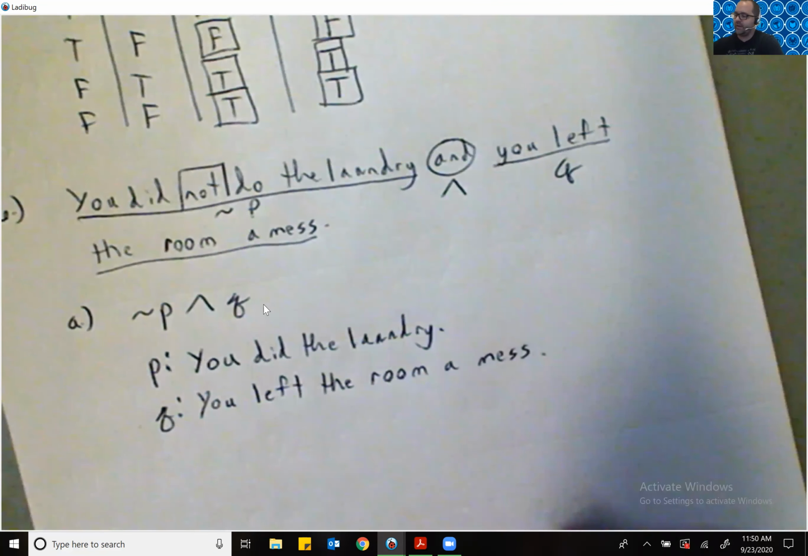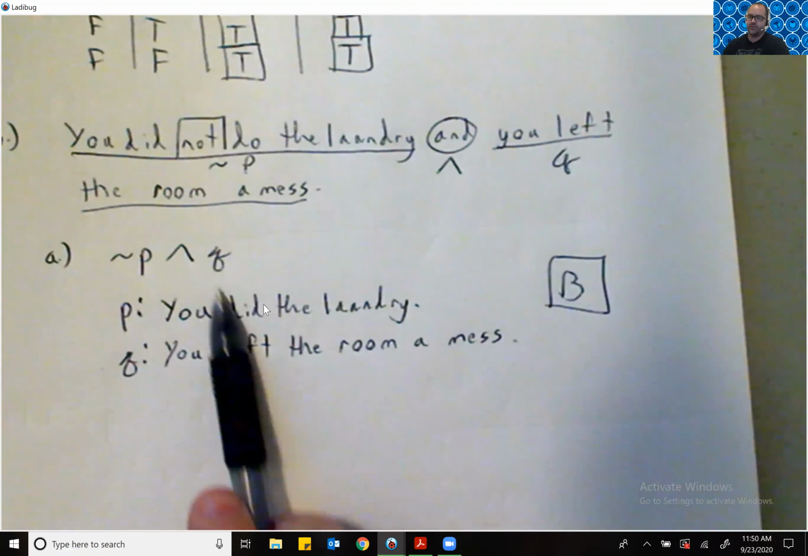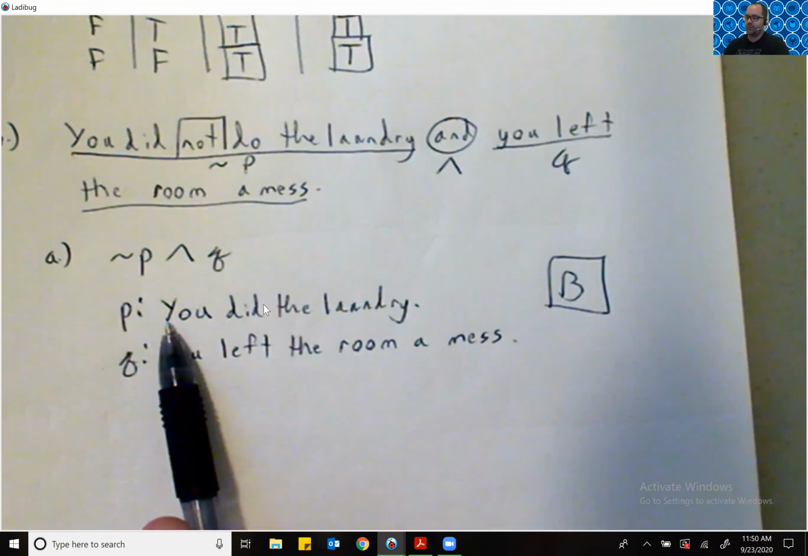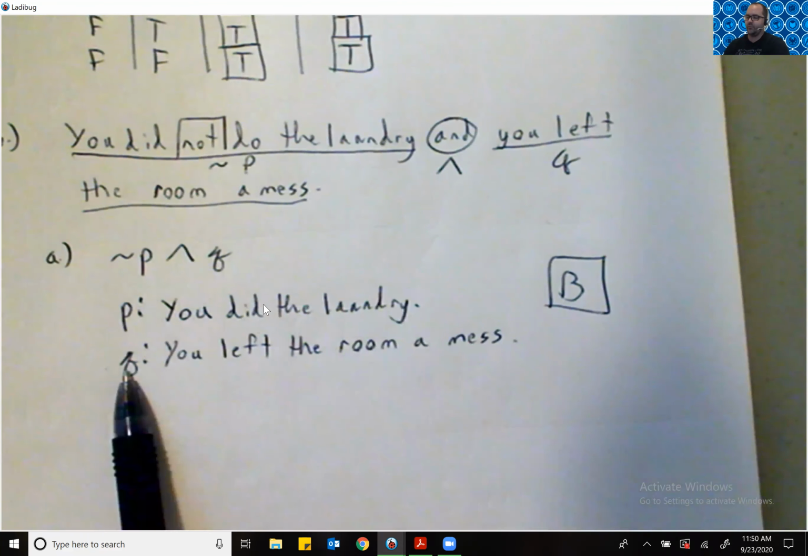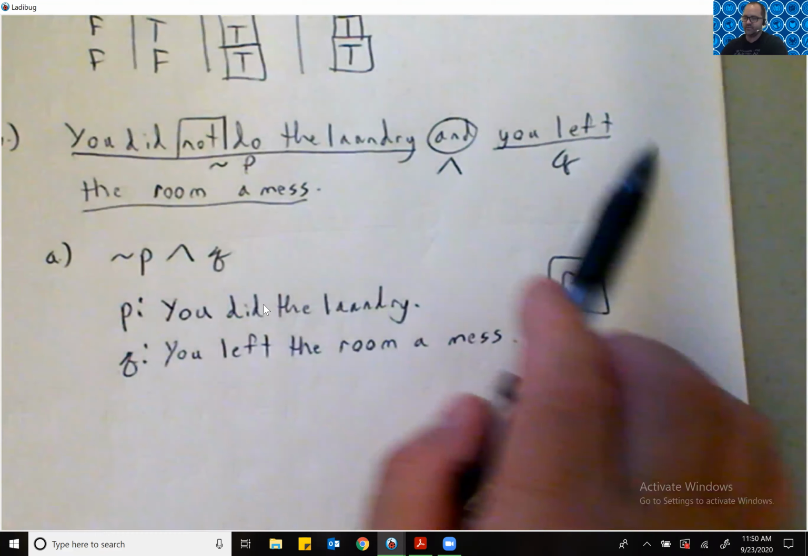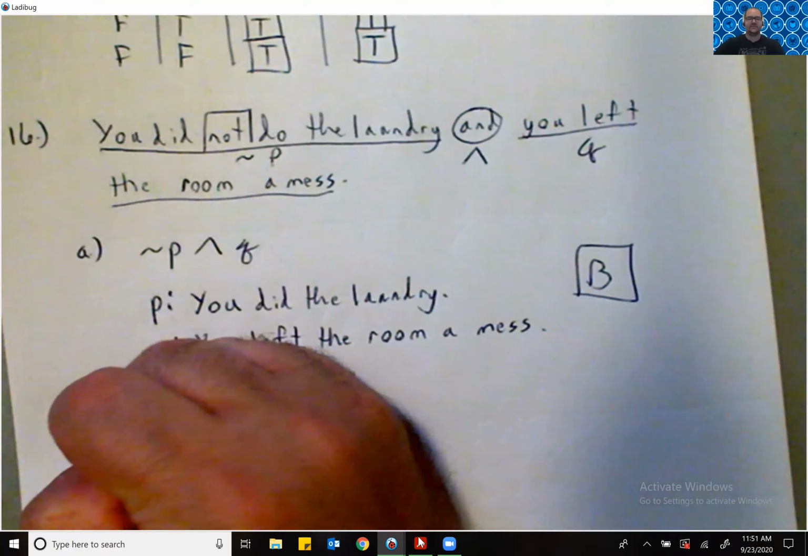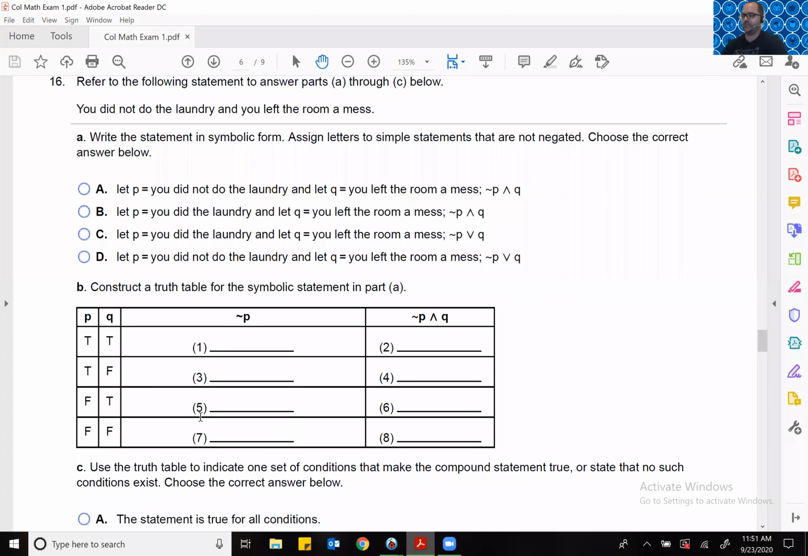So the answer is B, because that's the one that has all this information. The original P is you did the laundry. The original Q is you left the room a mess. And those are the symbols that we have from the statement that they gave us. Okay. Now, part B says truth table this bad boy. So P, Q: true, true, false, false, true, false, true, false.